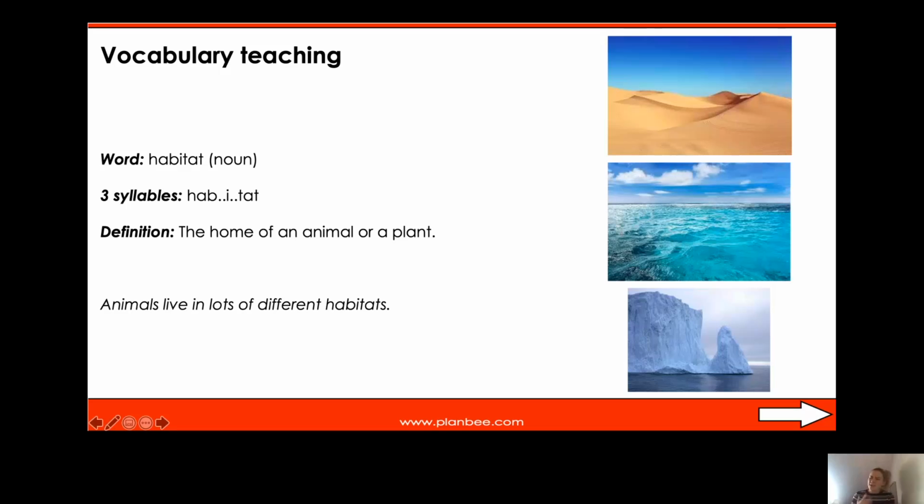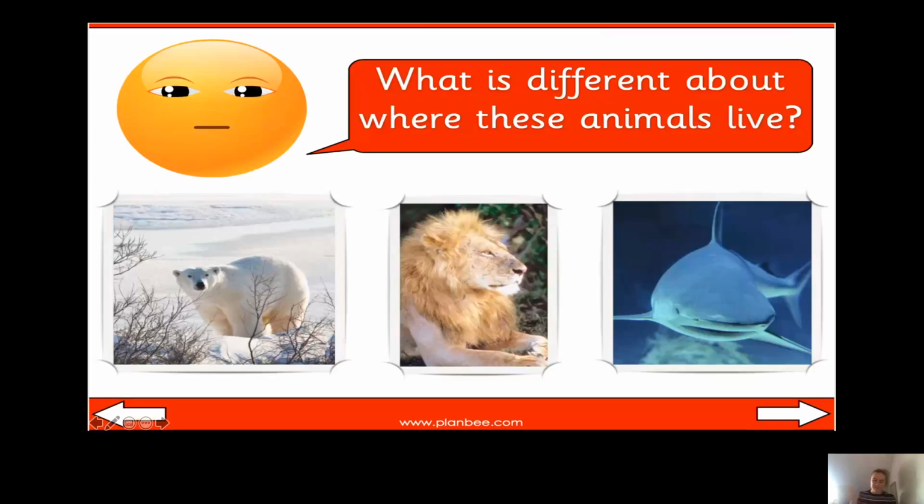Well, can you please, Year 2, shout to the screen, what does habitat mean? Yes, you're right, fantastic. A habitat is the home of an animal or a plant. Well done. Okay, so these animals live in lots of different habitats and their bodies have adapted to suit the environment they live in.